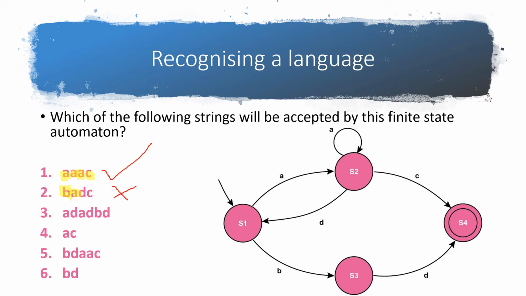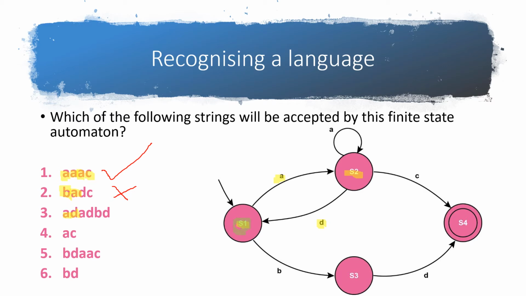So the third one then, we're going to start on our start state, and our first value is an A. So we've got an A, so we're actually on S2. Now the next character is a D, and if you notice, look, that transition means we're actually going to go back onto S1.